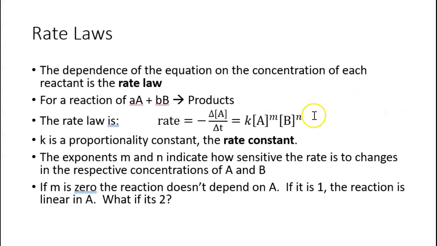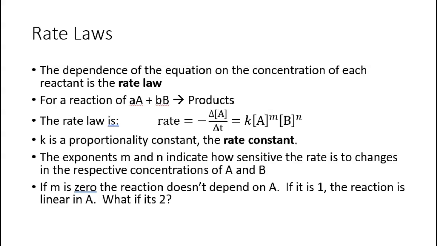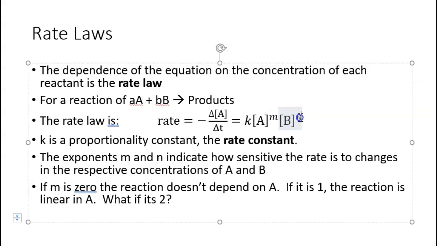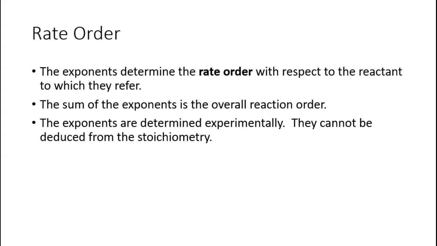If m is 2, when we change a, the rate would square. So that would be a quadratic relationship in terms of the shape of the function. Similarly with b: if n is 0, then the reaction doesn't depend on b. If n is 1, then the reaction is linear with respect to b. If n is 2, etc., etc. So again, that's called the order with respect to the reactant.